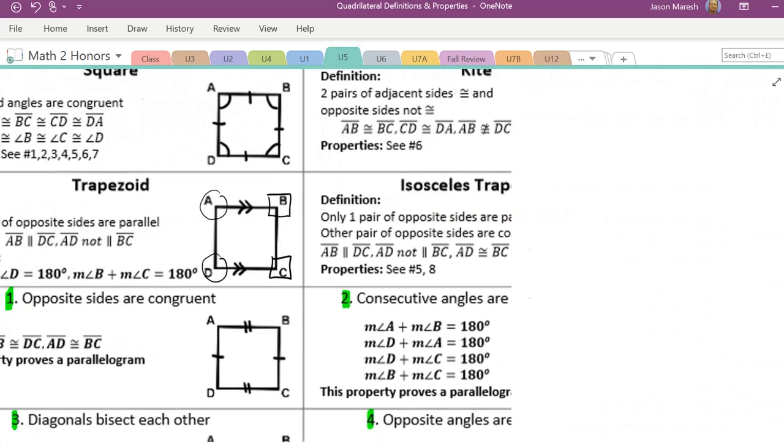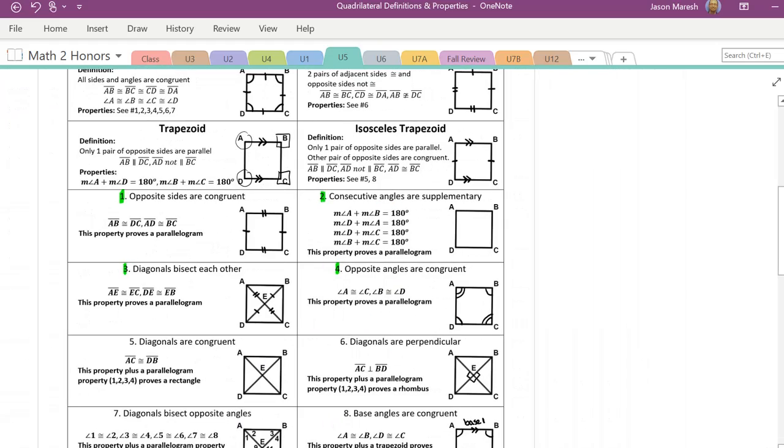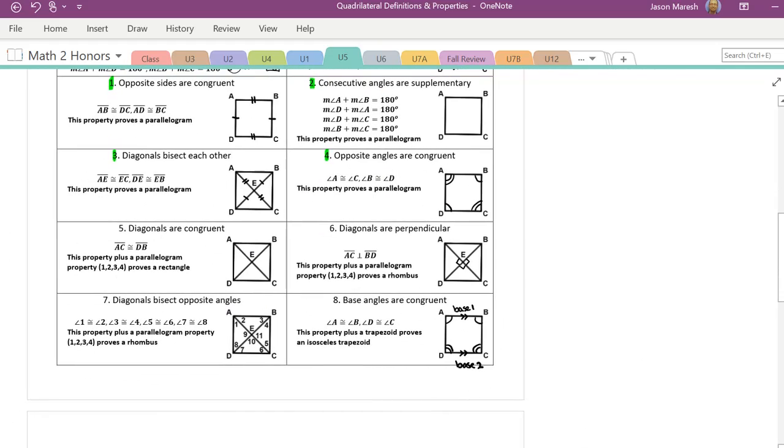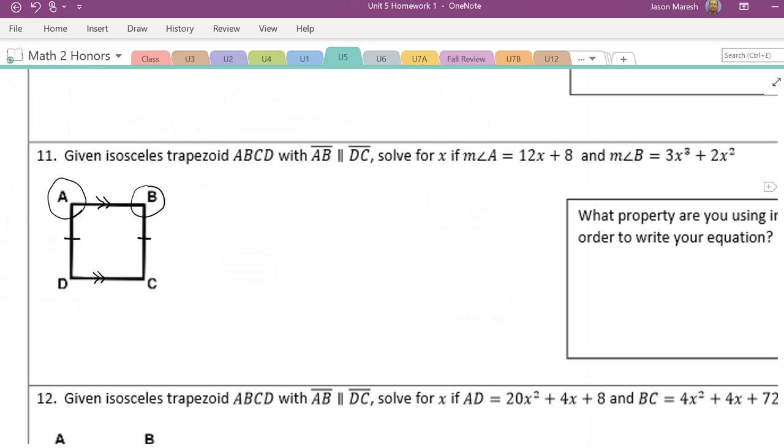and it's something that comes with the isosceles trapezoid. Isosceles trapezoid goes with number 5 and number 8. So if I go down to number 5 and number 8, 8's what I want. And 8 says that base angles are congruent. And the bases are the sides that are parallel. And in fact, we have angle A and we have angle B, right? And those are going to be the angles that are congruent. So that is what I'm going to use here.